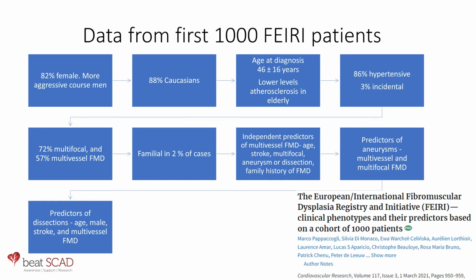So the data from the first 1,000 FEIRI patients, very similar to things I've already mentioned today, in that more common in females, more common in Caucasians, but lower levels of atherosclerosis. So again, that links a little bit to the gene studies that we've seen. And it also puts some predictors of who might be more prone to having tears in the blood vessels, etc.